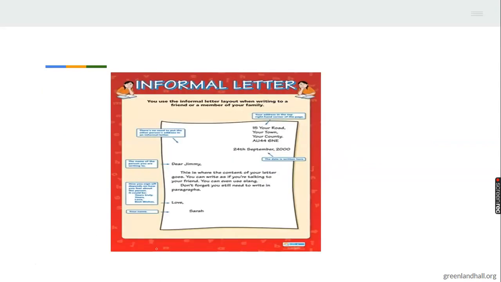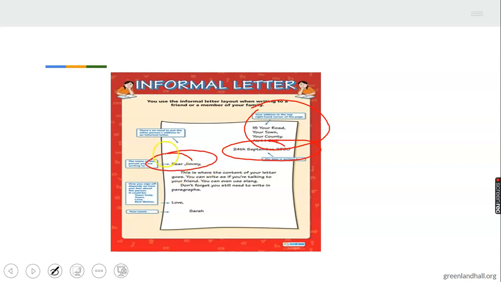Okay, what are the features of informal letters? As you can see, this is an informal letter because there's an address, there's a date, there is a salutation, there is a body of the letter, there's a compliment, then there is the name. You can see that is what a letter is.